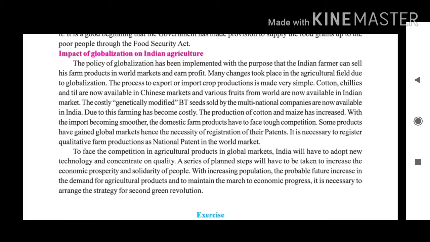With the import becoming smoother, the domestic farm products have to face tough competitions. Some products have gained global market, hence the necessity of registration of their patents. It is necessary to register qualitative farm productions as national patent in the world market. Let us see. Some products have gained global markets.